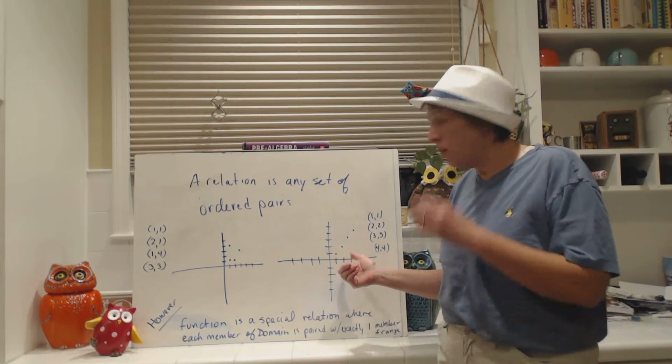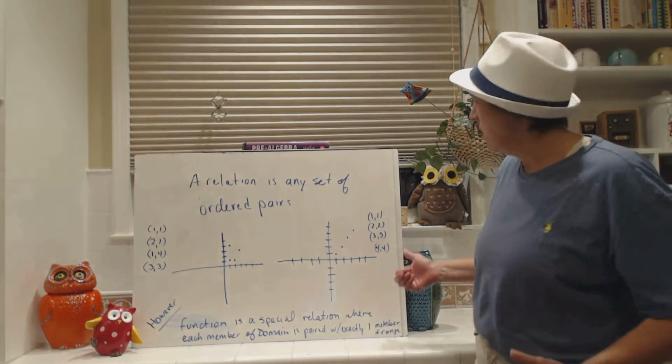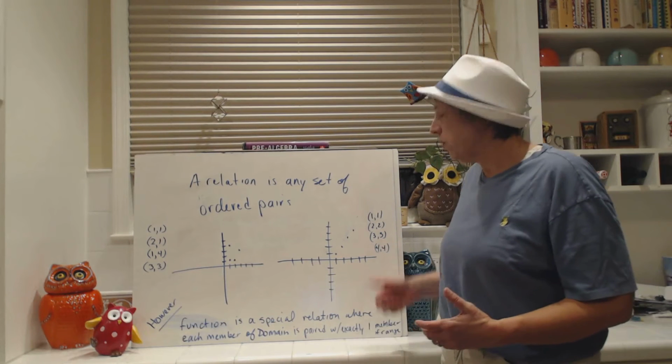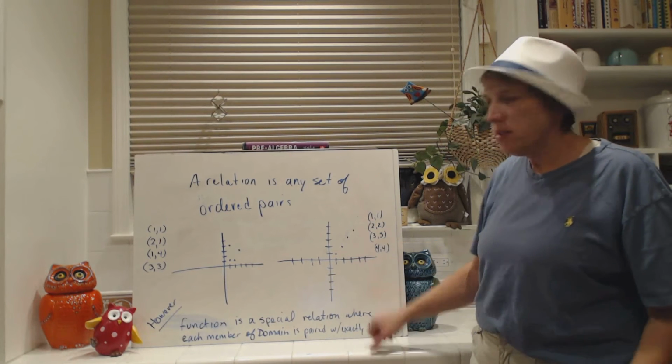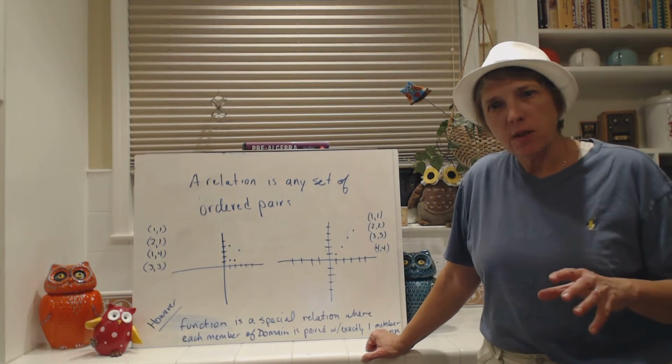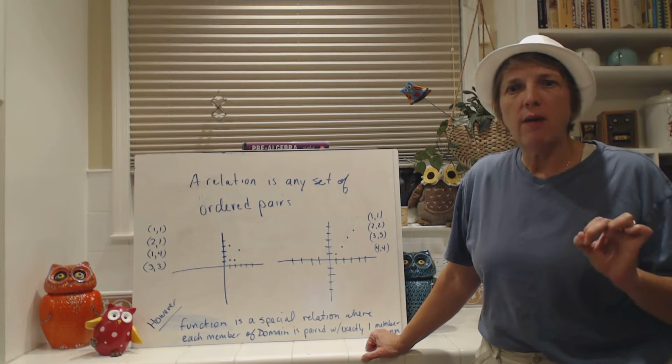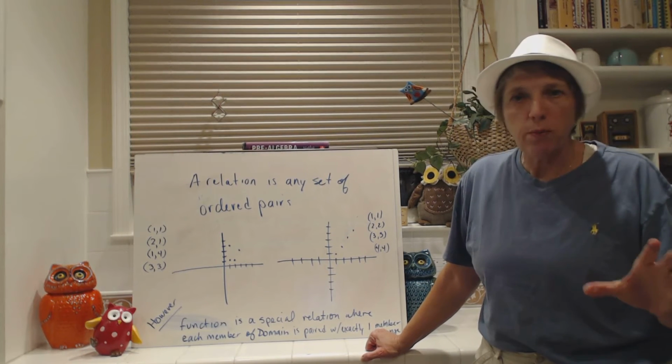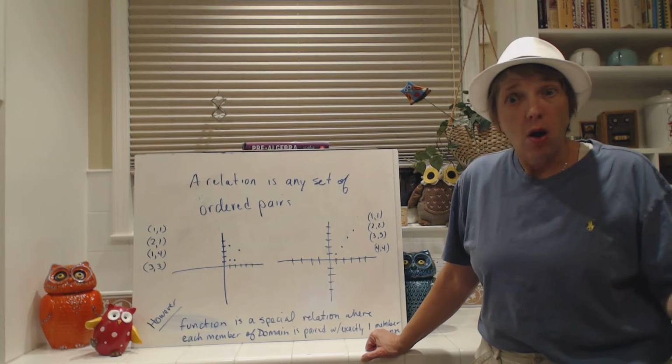Then I have a set over here. This is also a relation. 1, 1; 2, 2; 3, 3; and 4, 4. And it's a straight line. But this is a relation. So any graph of any set of ordered pairs is a relation.